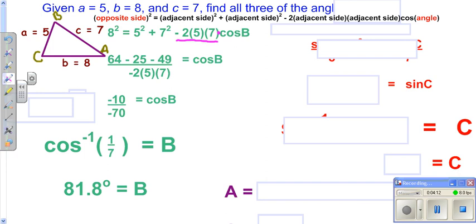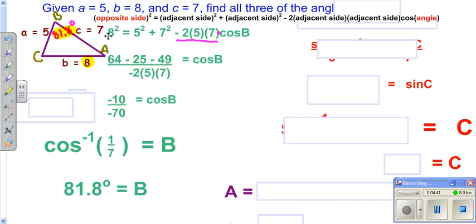Now, this is 81.8 degrees. I could go ahead and use law of cosines a second time to get my next largest angle. But you should realize we don't need to do that. We have now an opposite pair. And if we have an opposite pair, you should realize, oh, we just have to use law of sines.